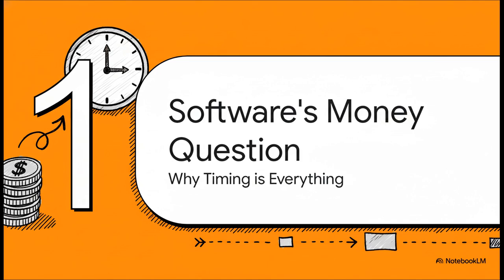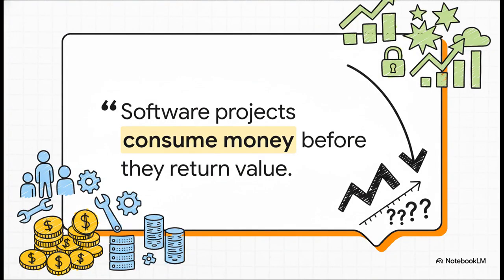All right, so let's get right to the heart of it. There's this big money question that every single software project has to deal with, and it all boils down to one simple but absolutely critical concept: timing. This quote just nails it, doesn't it? Think about it. You spend money today on developers, on tools, on servers, but the value, the actual return, doesn't show up until much, much later. And it's this gap, this delay between spending and earning that can make or break a project.